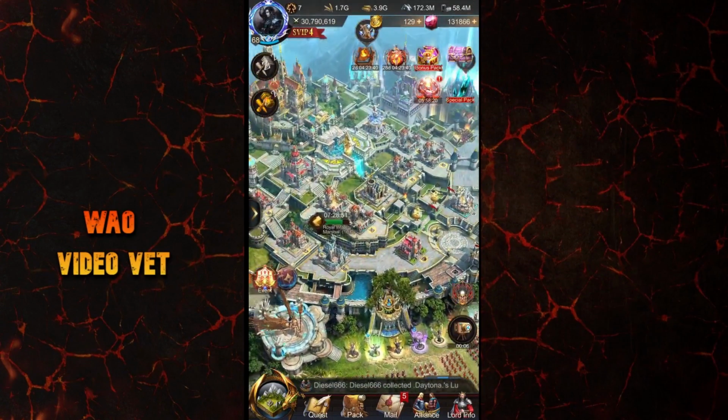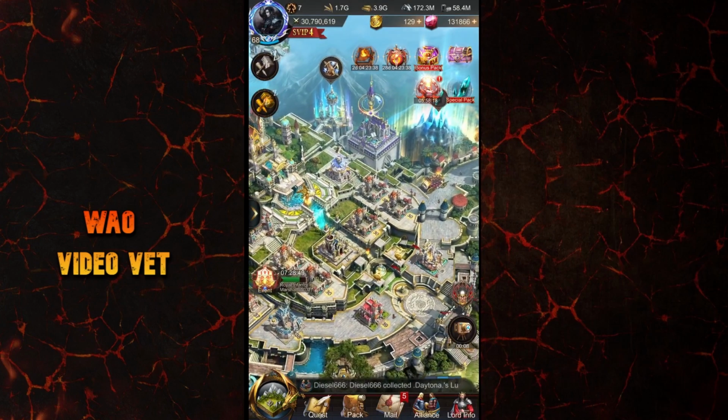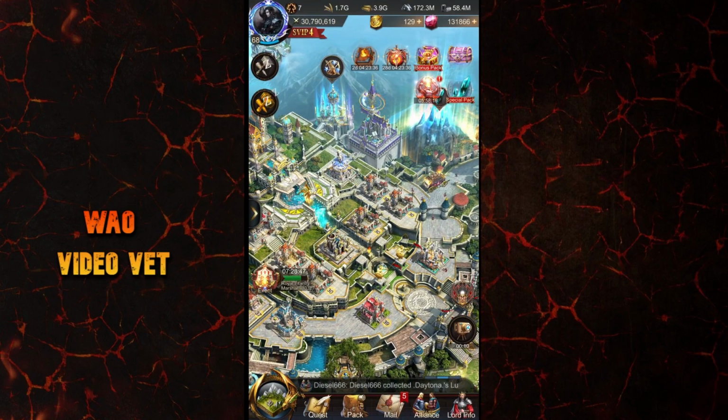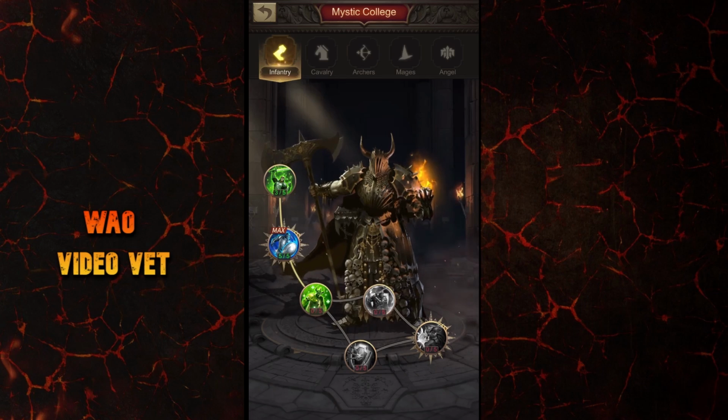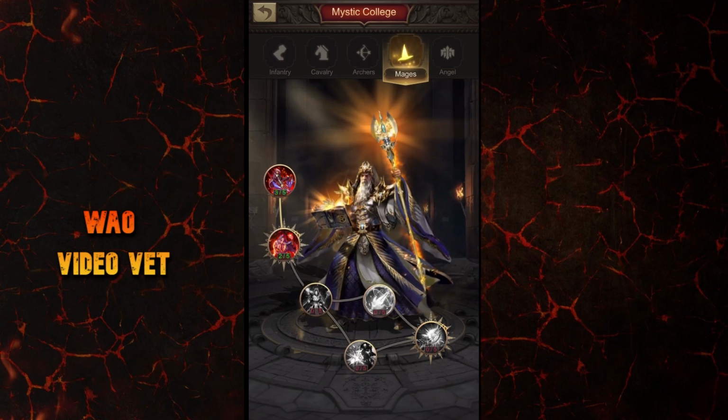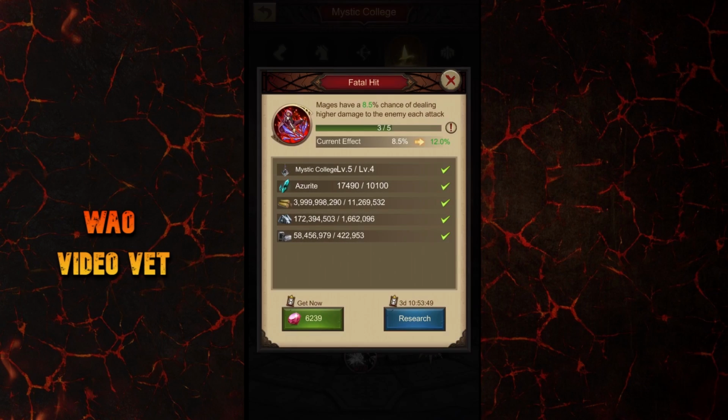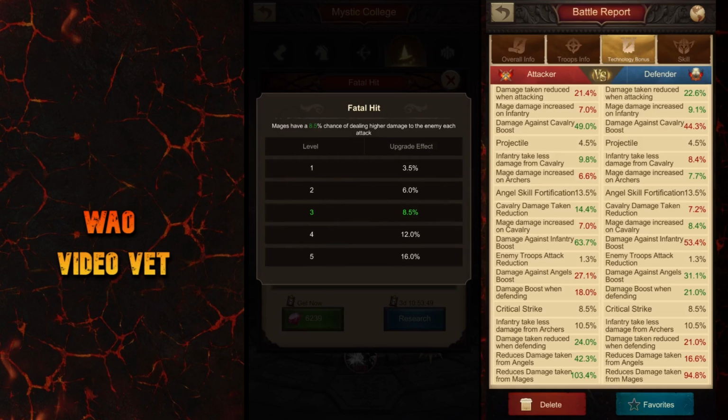Finally, a bit of craziness that involves either using Azurite or spending a bit of money. The first term in this set is called Critical Strike, and this particular skill would only have a percentage chance to trigger, and hence the name. Fatal Hit in the Mystic College for mages is an example of such a skill, and it's also listed in your battle reports as Critical Strike.